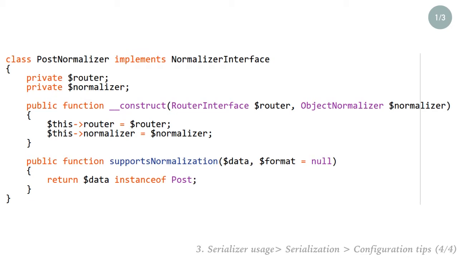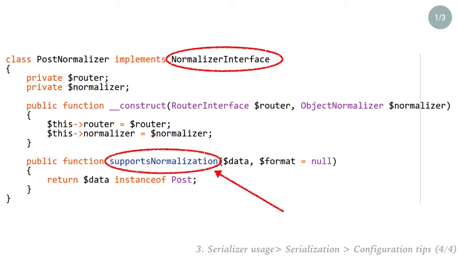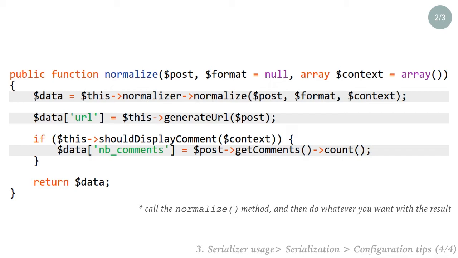I need to implement the normalizer interface. And because I'm implementing this interface, I need to implement the supports normalization method. In there, I'm just saying, OK, when I'm coming from this kind of object, I can support this type. In here, I'm just saying I'm going to manage post. And then I need to implement, of course, the method normalize.